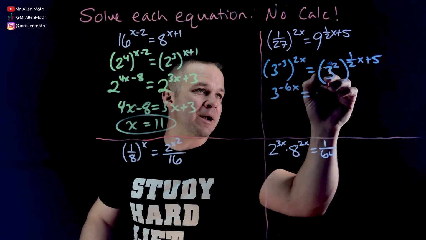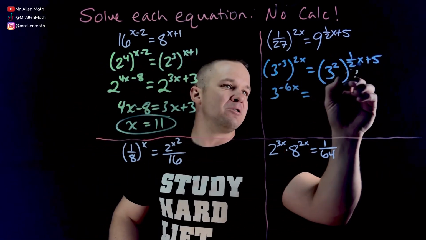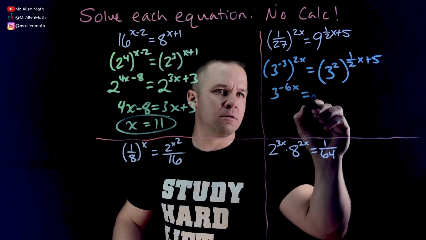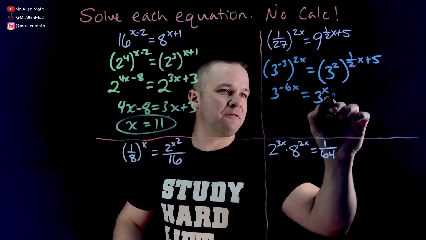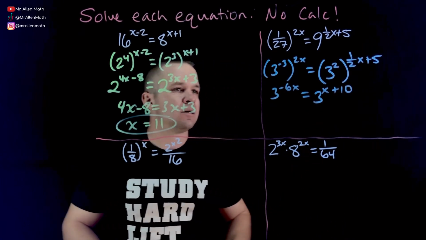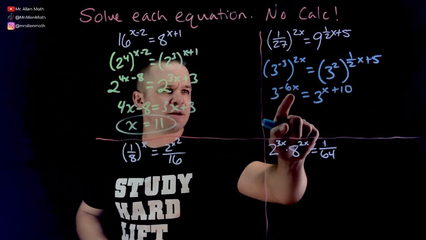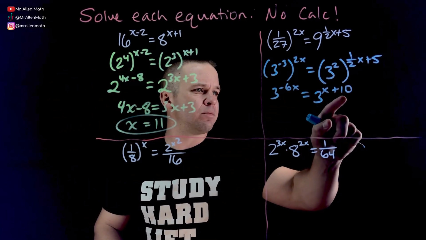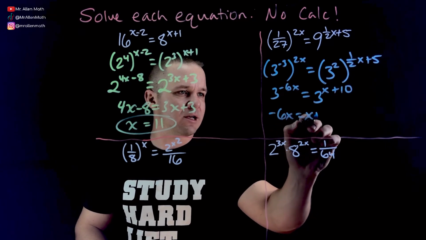Then we have to distribute. Think about it almost like you're distributing out of the other parentheses there. So 2 times 1/2 is just 1. So yeah, 3 to the x, and then 2 times 5 is plus 10. All right, let's make sure we didn't make any mistakes there because I kind of double checked some things. 3 to the negative 6x, 3 to the x plus 10, boom. Okay, we're good. So negative 6x equals x plus 10.